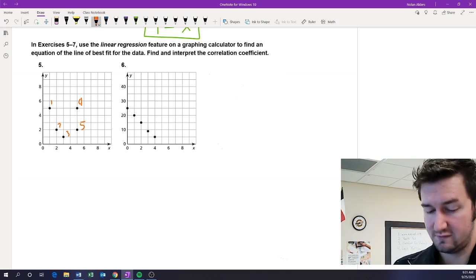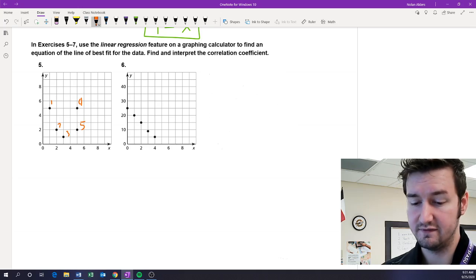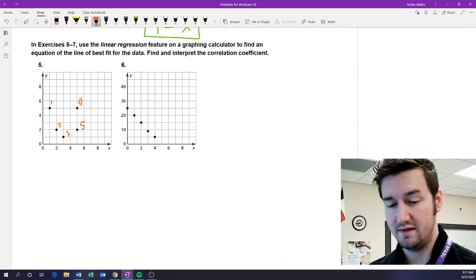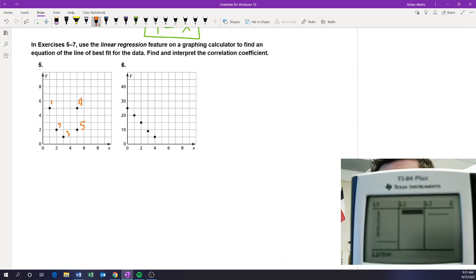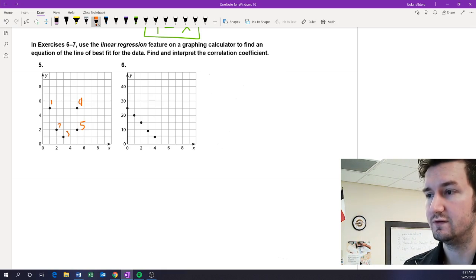For number 4, our x coordinate is 5. And for 5, our x coordinate is 5. So I get all of my x coordinates loaded in. And then we'll do the same for the y coordinates. So I'm going to go over to L2, my table 2, and I'm going to put in all the y coordinates for 1, 2, 3, 4, and 5.